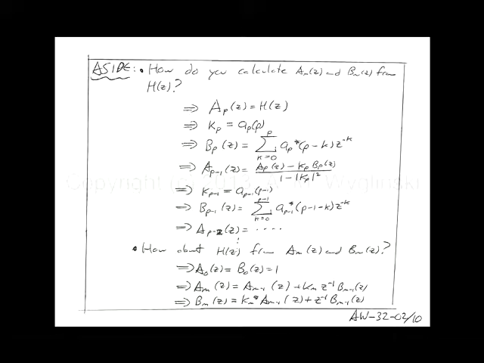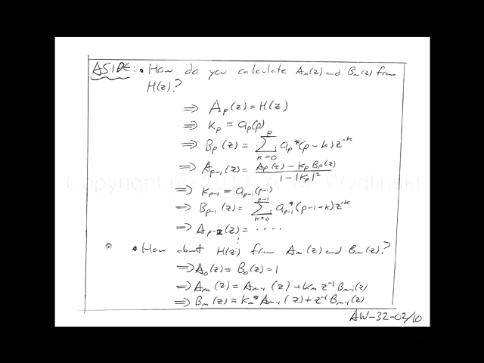Then, how do you get A_(P-1)(z)? That's the (P-1)-th stage. You use this equation: you take A_P(z) minus the reflection coefficient at the P-th stage times B_P(z), divided by 1 minus the magnitude squared of K_P. That will give you A_(P-1)(z). Now, the reflection coefficient is equal to a_(P-1)(P-1), that coefficient in A_(P-1). Then you do the exact same equation as you did with B_P(z), and you just iterate down to the zeroth stage. That's how you get every one of those sets of coefficients, as well as the B coefficients, at every stage, the A and the B coefficients.